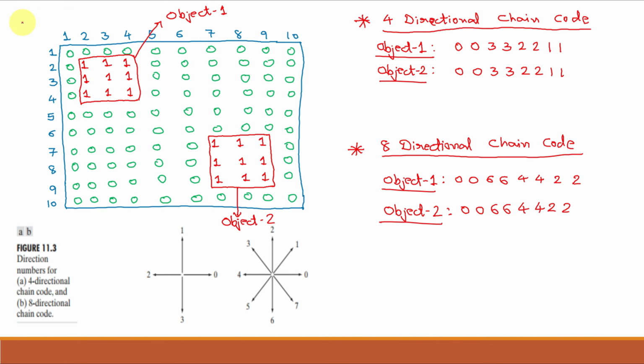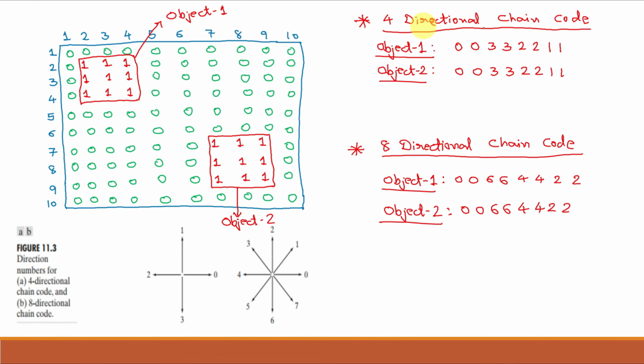Now we want to implement the boundary following and chain codes in Matlab. So we will take this example. This image is a 10 x 10 pixel image in which there are two objects. Object 1 is from 2, 2 up to 4, 4, and object 2 is from 7, 7 up to 9, 9. So this will be the boundary of object 1, and this will be the boundary of object 2.